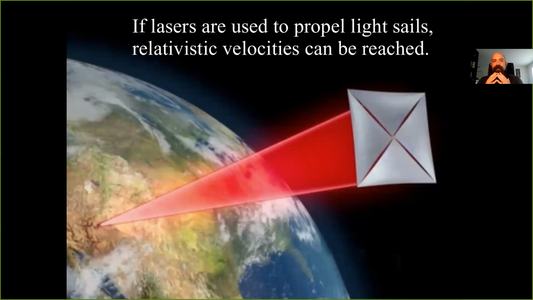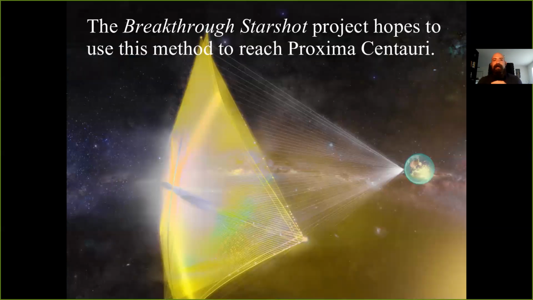If you want to reach much higher velocities, the kind of relativistic velocities that are necessary to reach nearby stars on a reasonable time span, you're going to need a lot more energy than you're going to get from the sun. A lot more energy density, I should say. And the only way to do that is to propel your light sails with lasers. And there's a proposal to do precisely that.